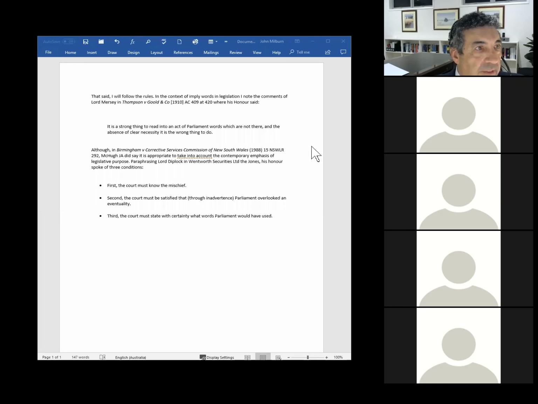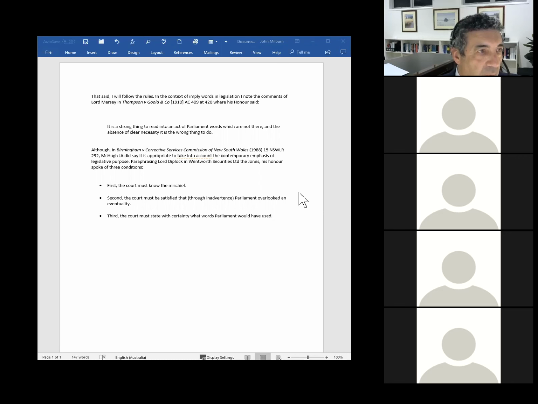All right, so I've said there that I will follow the rules. In the context of implying words in legislation, I note the comments of Lord Mersey. His Honour said, "It is a strong thing to read into an Act of Parliament words which are not there, and in the absence of clear necessity, it is the wrong thing to do." Although in Birmingham against Corrective Services Commissioner of New South Wales, McHugh did say it is appropriate to take into account the contemporary emphasis of legislative purpose.